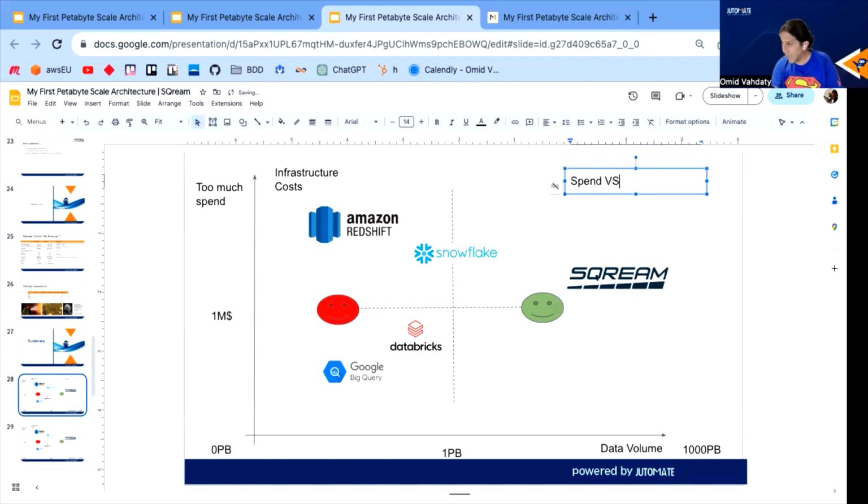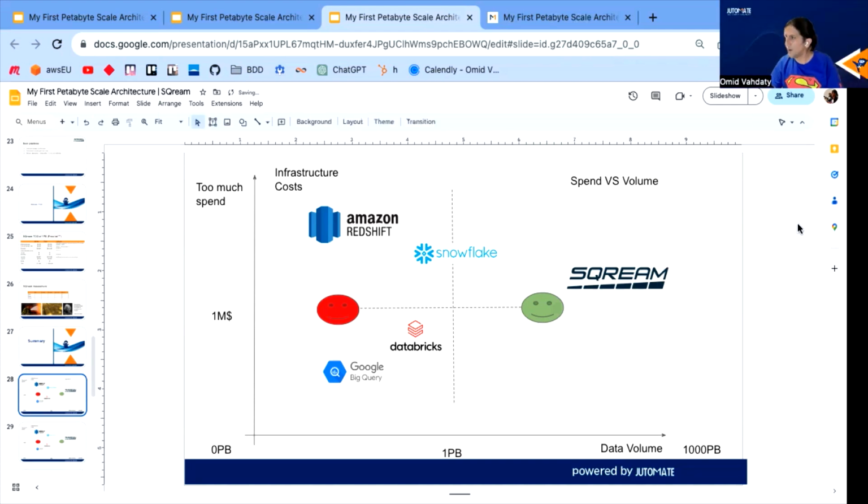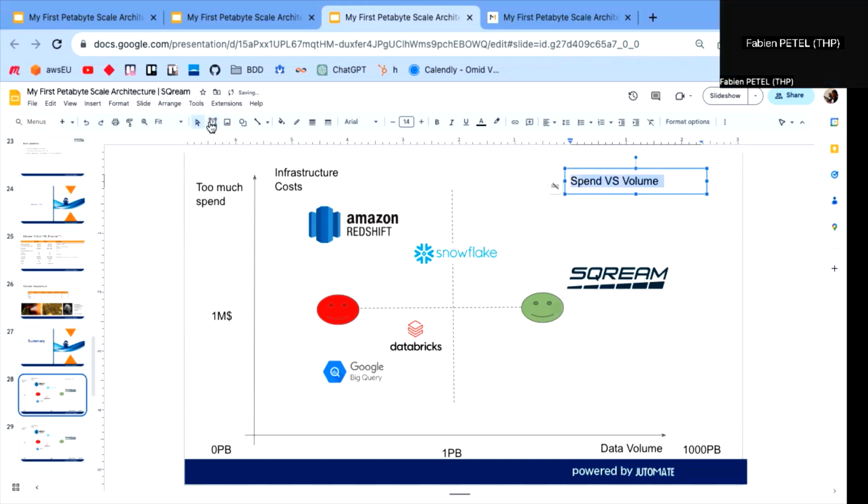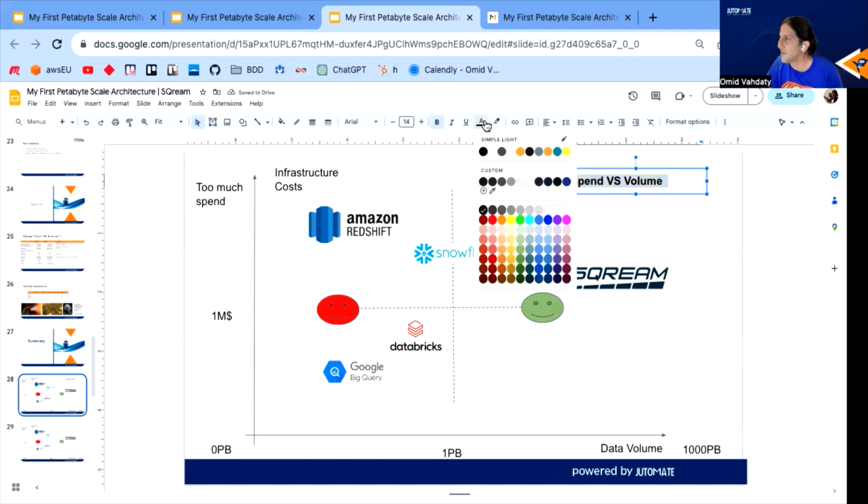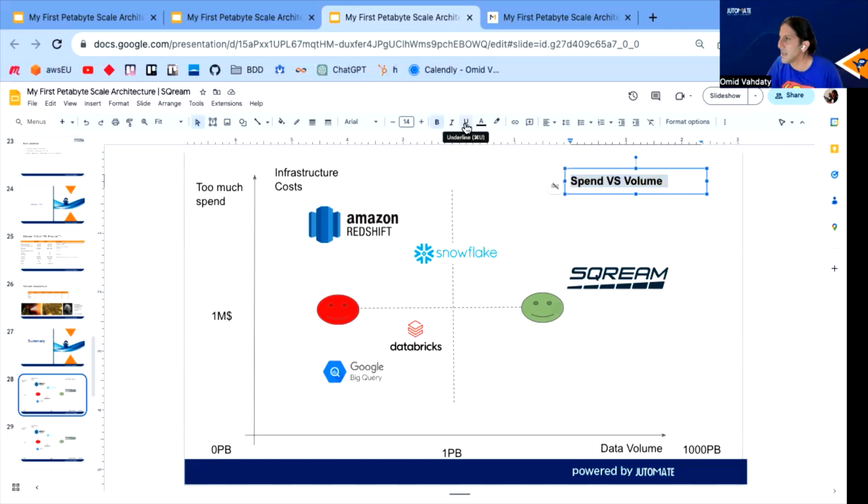Spend 1 second. I cannot think and talk and write, although I'm quite capable. Spend versus volume. Let's make it bold and underline so it will be clear.